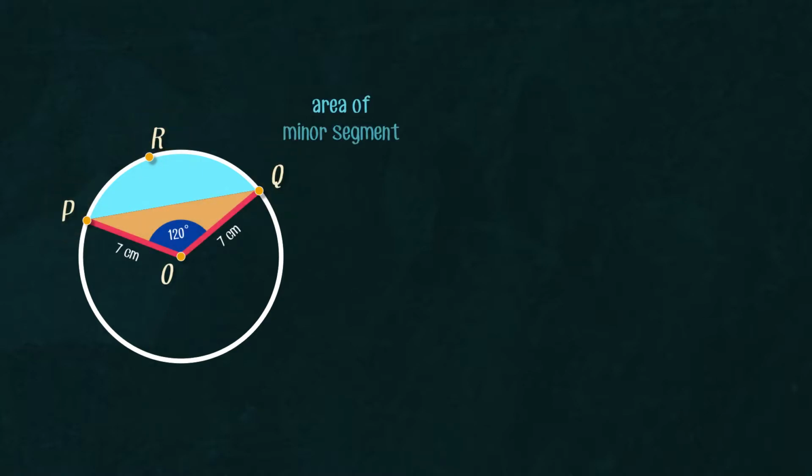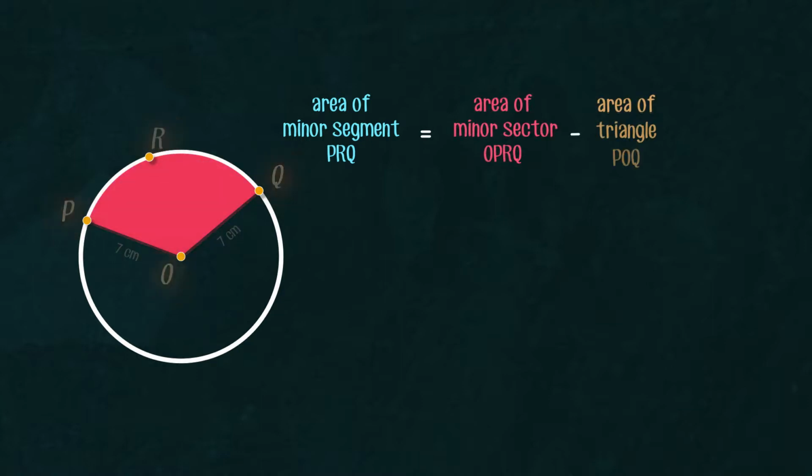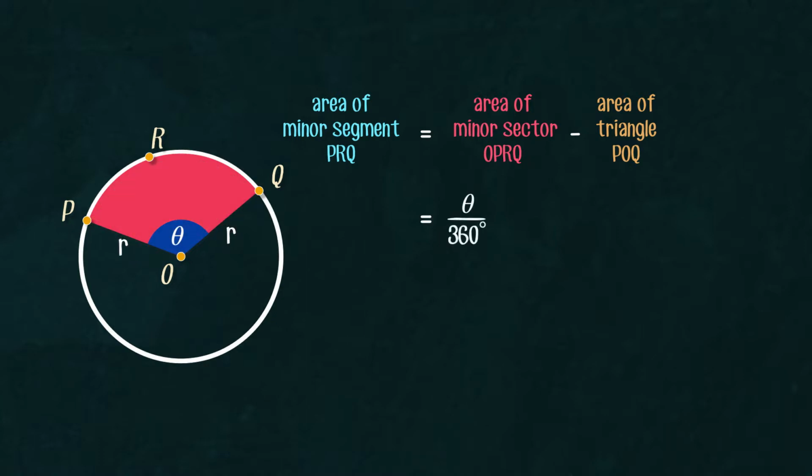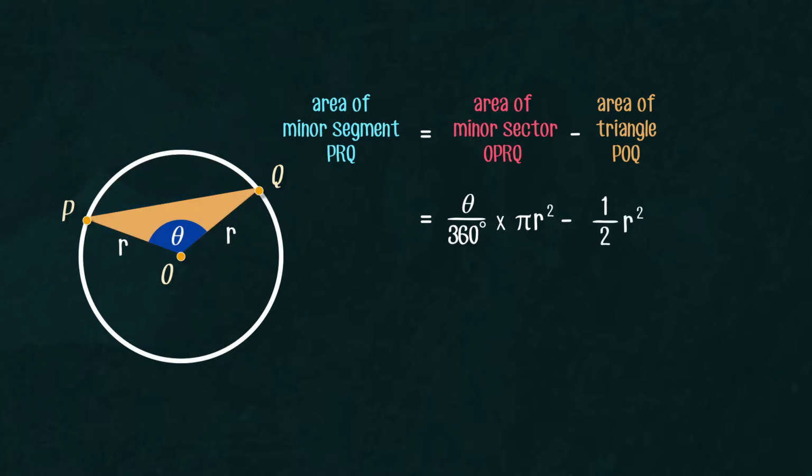Remember that the area of the minor segment PRQ is the difference between the area of the minor sector OPRQ and that of the triangle POQ. So we need to find the areas of the minor sector OPRQ and the triangle POQ. Remember that we can find the area of a sector using theta divided by 360 degrees multiplied by pi r squared. And we can find the area of a triangle using half r squared multiplied by sine theta.